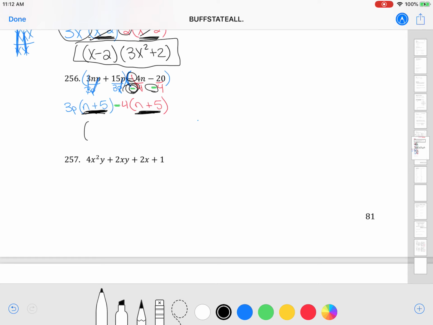Now at this point, because they match up, the n plus 5 is going to come down. Those are gone. Now my 3p minus 4 also comes down. 3p minus 4 all together. The only difference is because this was a negative, this negative also comes down in your factor. Remember, all of those can be checked.